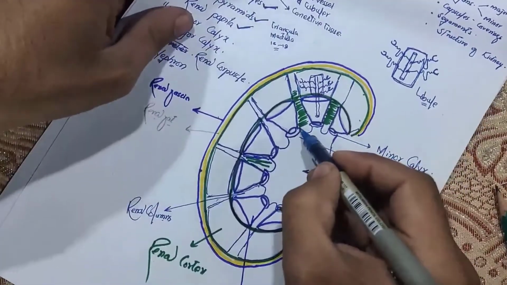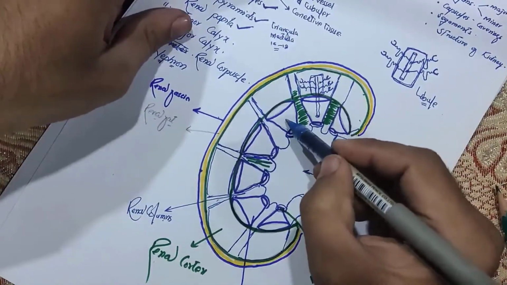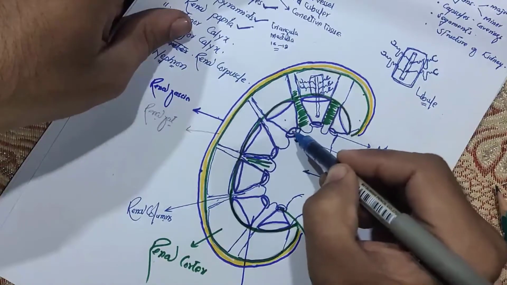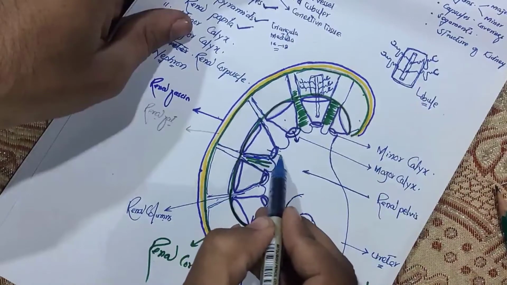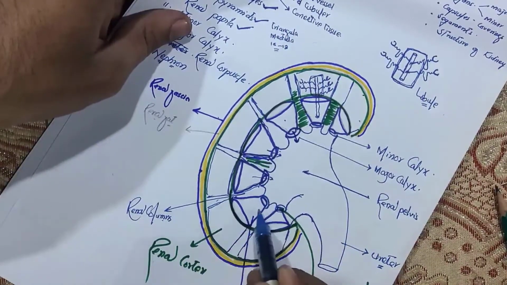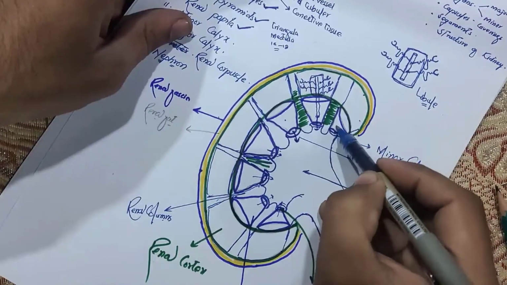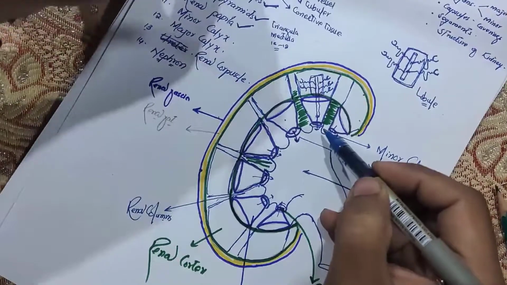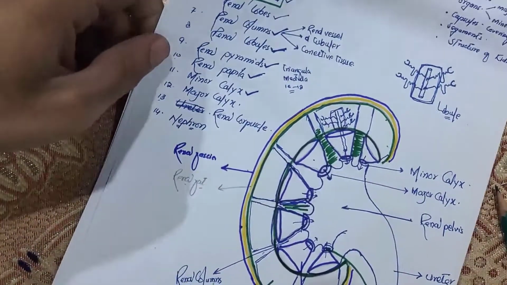What is papilla? Look carefully, this part where the pyramid opens into the pelvis, this part is called the renal papilla. I hope you understand. This is renal papilla. Here is another papilla. Here is another papilla. Here is another papilla. So the opening of the pyramid occurs into the renal papilla. Done. Then there are minor calyces, or we call it minor calyx.